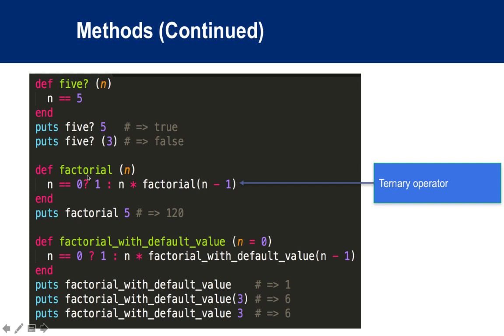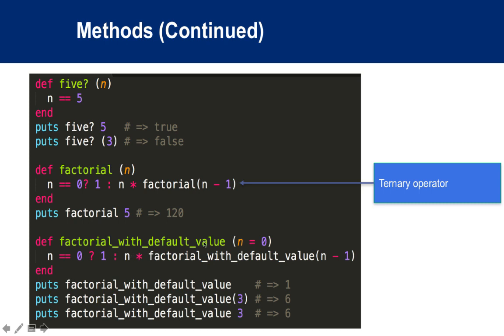Let's see a more complicated example. Let's say a factorial method. So you pass in some number, and if that number is 0, then return a 1. Otherwise, return n times the factorial of n minus 1. So again, there's no return. You don't need it. And this is how this method works. Factorial of 5 will give you 120. And this is how it's written. You don't need a return.